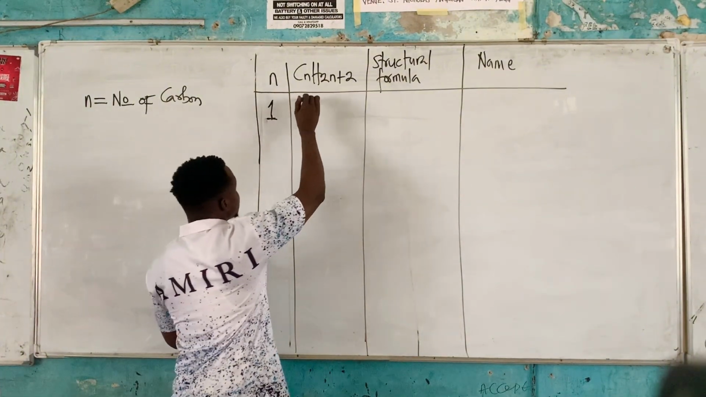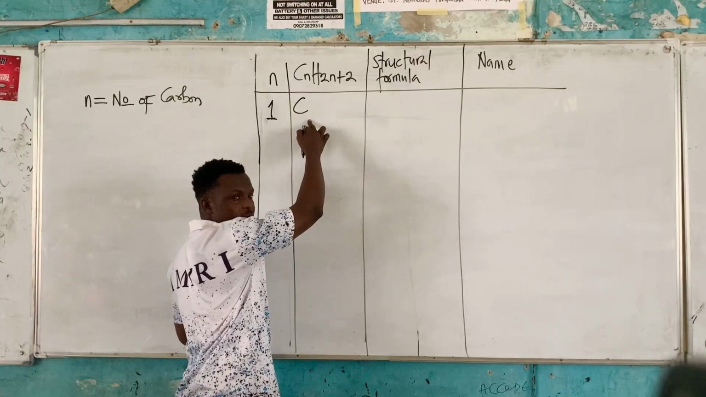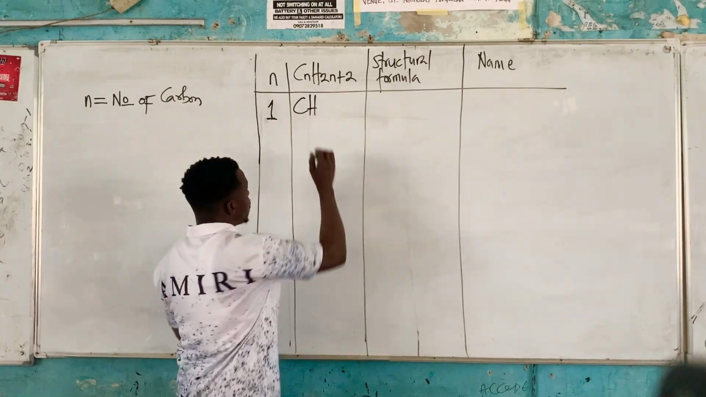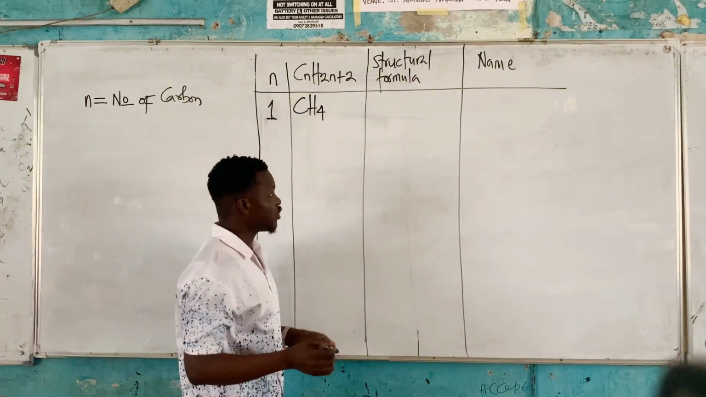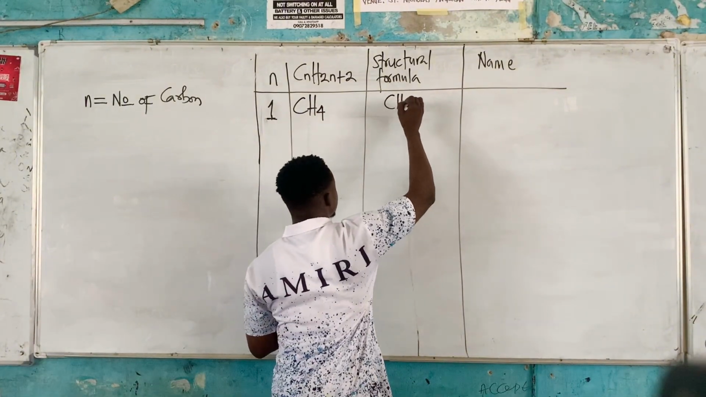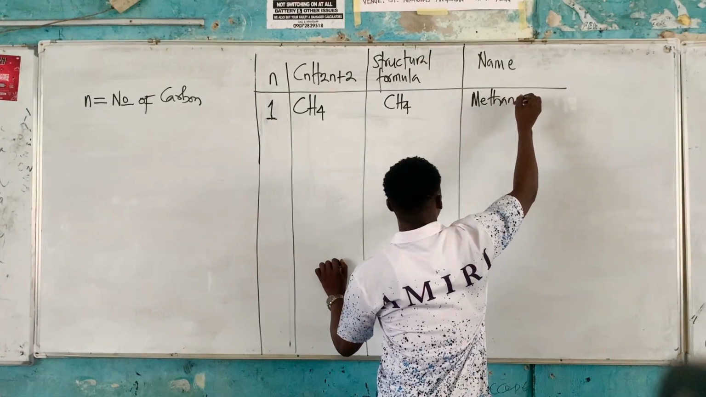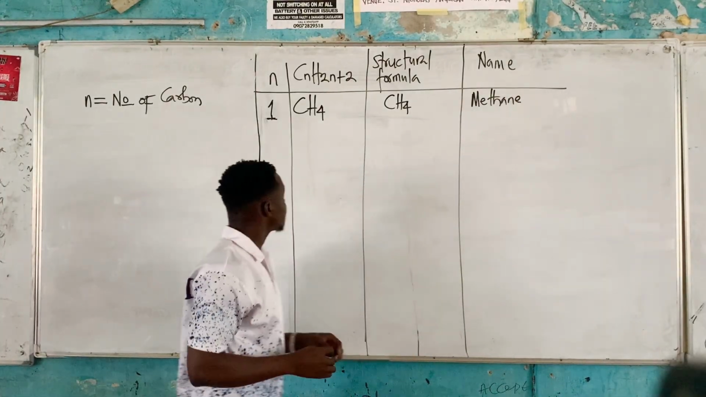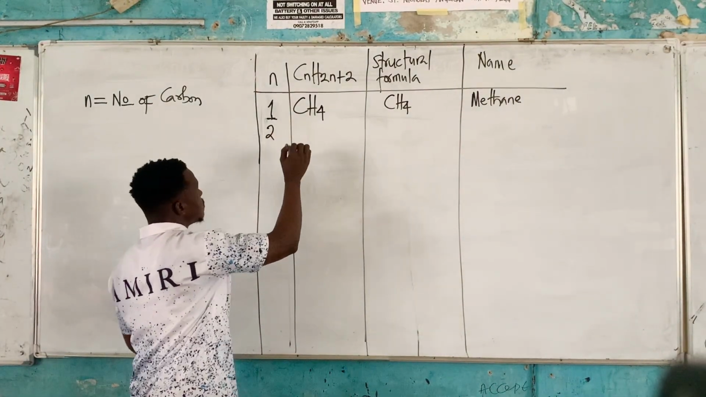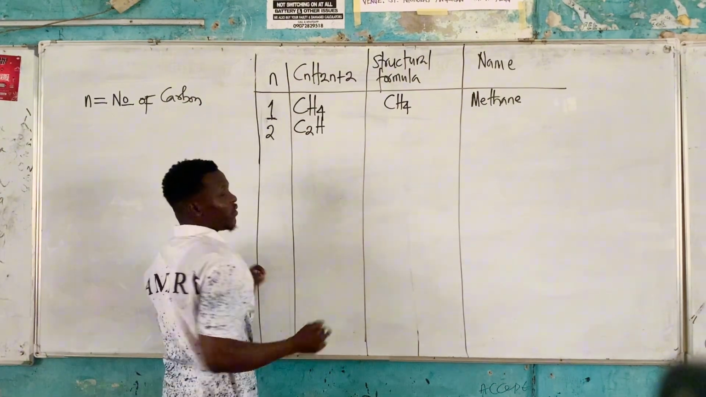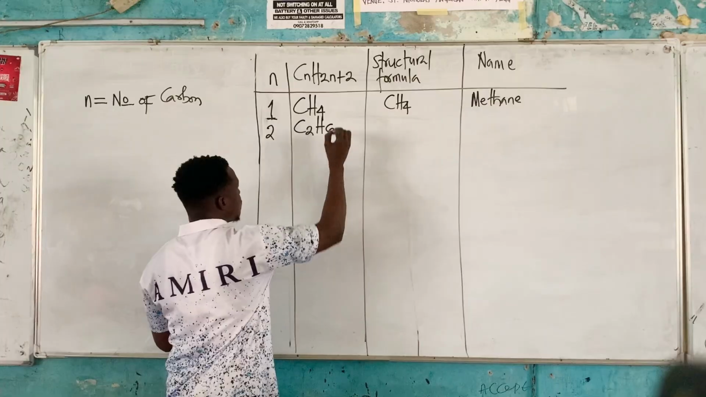this guy becomes CH. I'm not going to write the 1. 2 times 1 is 2, right? Plus is how many? 4. Now the structural formula of this guy is CH4 and the name is methane. This is a gas. If n is equal to 2, this becomes C2, 2 times 2 is 4, right? Plus is how many? 6.